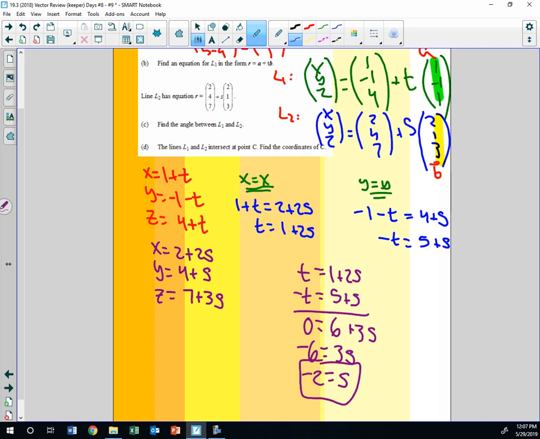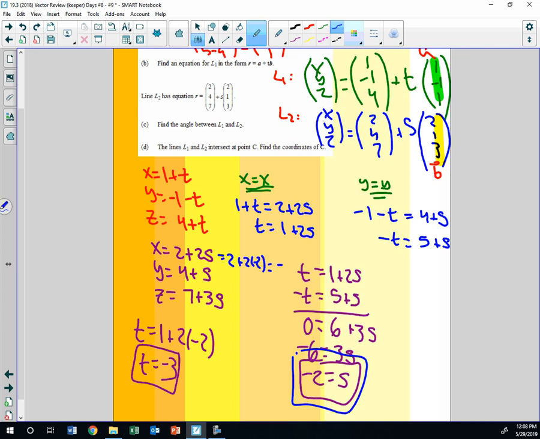And if s is negative 2, then t is going to be 1 plus 2 times negative 2. 1 minus 4 is negative 3. t is negative 3. But it doesn't matter because what we're looking for is the actual intersection. So for that intersection, you just take either one of these. Let's take the s here and put in negative 2. 2 plus 2 times negative 2. 2 minus 4 is negative 2. 4 plus negative 2 is 4 minus 2 is 2. And 7 plus 3 times negative 2, or 7 plus negative 6 is 1. I get a point, C, of negative 2, 2, 1.